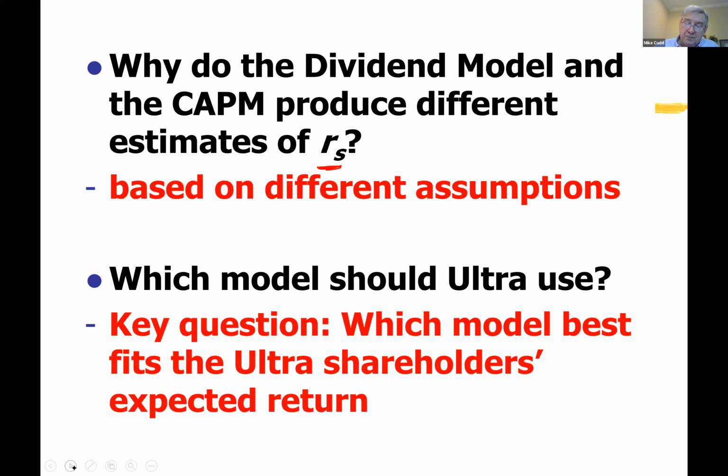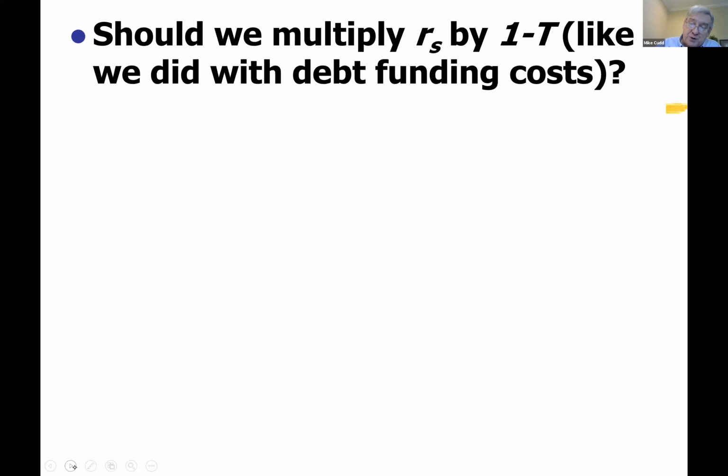And by the way, earlier with debt, we found the before tax cost of debt. Then to get the after tax cost, we multiplied the before tax cost by 1 minus the tax rate. We did that with debt funding because interest expense on debt is tax deductible and produces a tax savings.